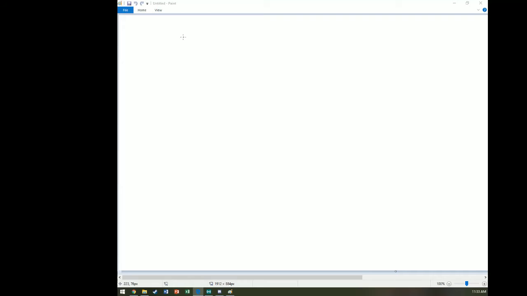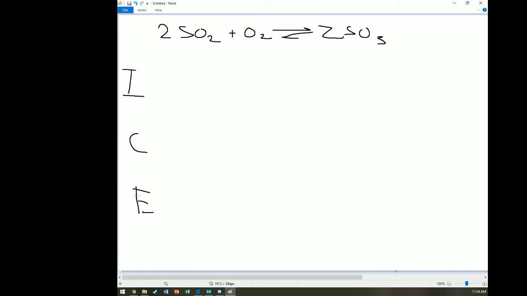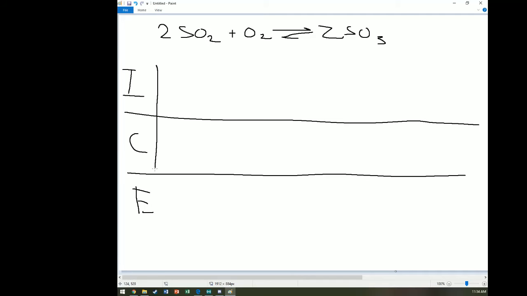So say we had the following equilibrium: 2SO2 plus O2 yields 2SO3. Now let's draw an ICE chart here. ICE, which stands for initial, change, and equilibrium, and we know that.